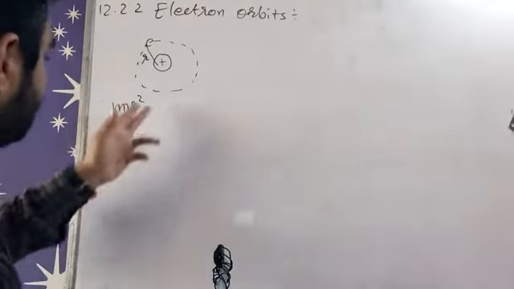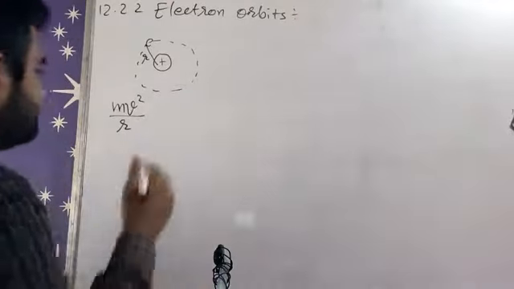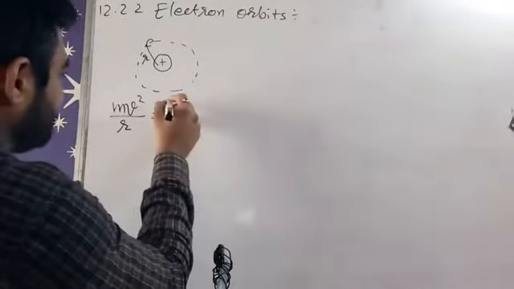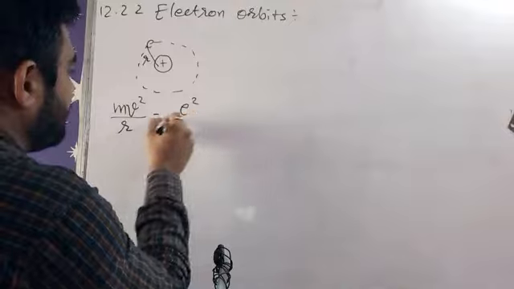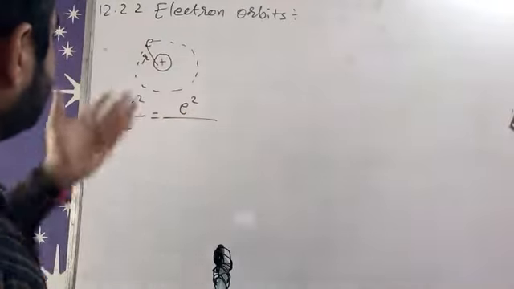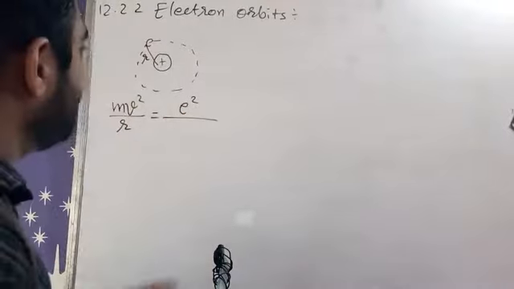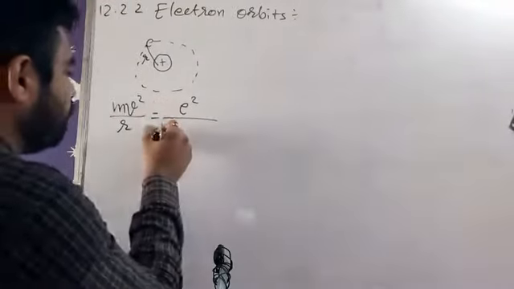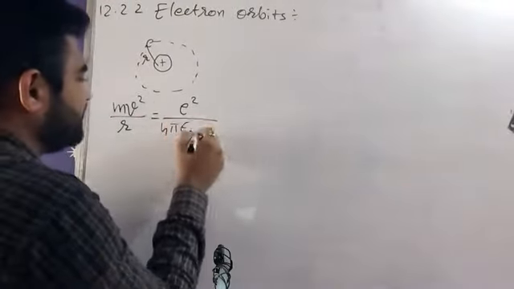So this force is balanced by the Coulomb attractive force here, and that Coulomb attractive force is E square upon 4 pi epsilon 0 r square. Why E square here? Because one is a proton and the other is an electron, but the proton has the same charge value, that's why I have to write E square. The distance between them is r.